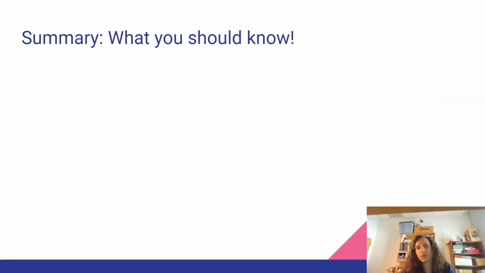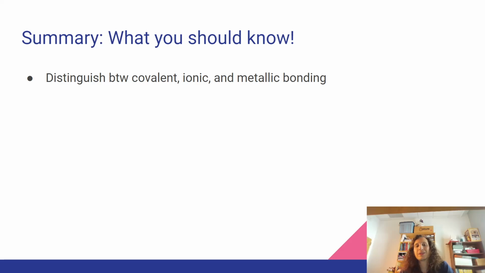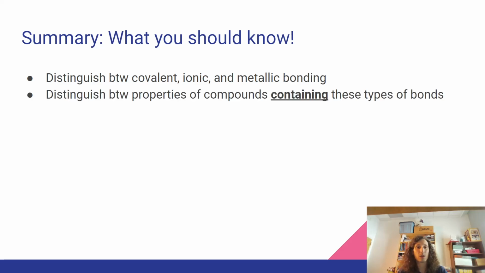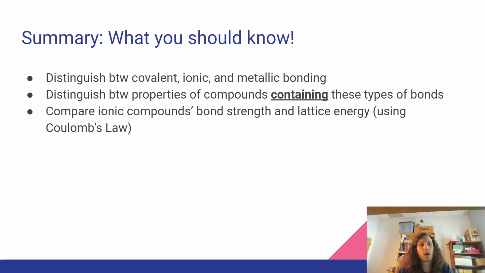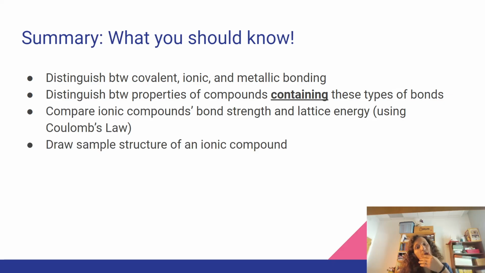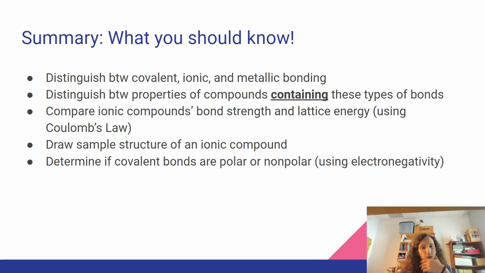All right, what do you need to know from this? You need to be able to distinguish between these three types of bonding. So on the micro as well as the macro scale, thinking about distinguishing their properties. And we want to do some comparisons, right? So using Coulomb's law, if I give you a pair of ionic compounds, can you compare bond strength? Can you compare lattice energy? Drawing some sample structures, determining if covalent bonds are polar or non-polar.